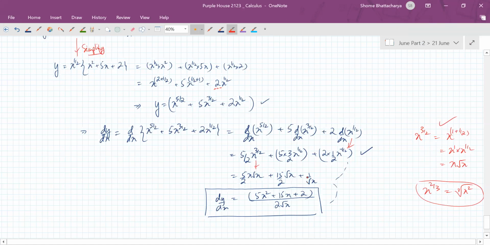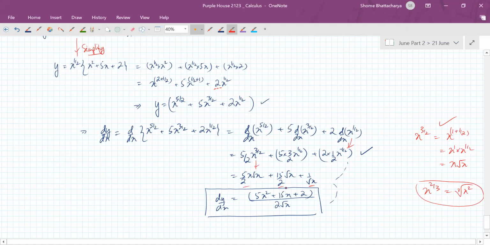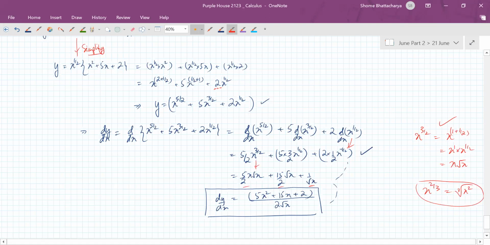Sir, and LCM also, once you explain. Okay, so you can see that the denominator of these two are 2 and the denominator is this root x. So we're taking 2 root x as the lowest common multiple, LCM, right? So this 5x root x has to be multiplied with root x. Yes, sir. So 5x root x multiplied by root x will give you 5x square.